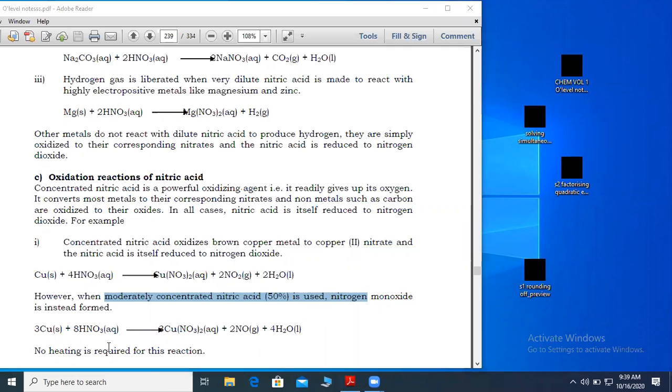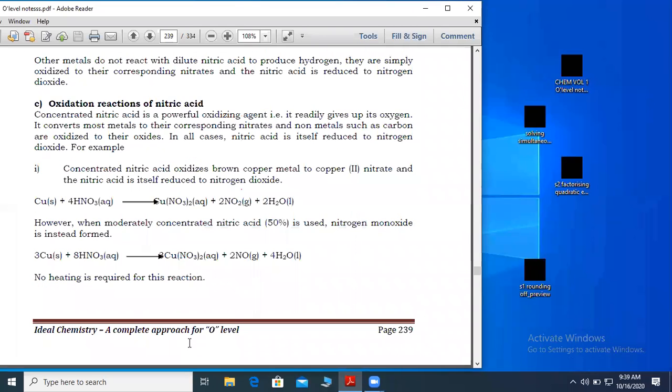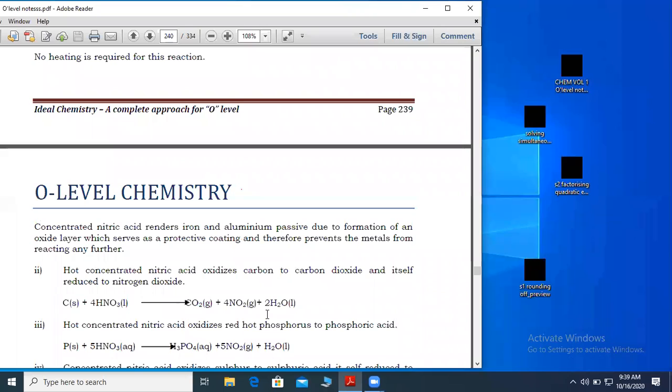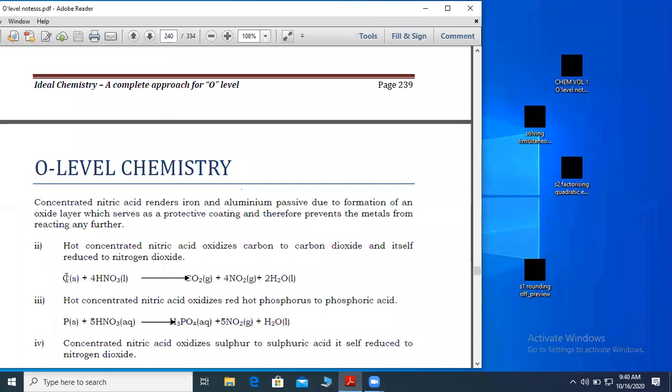I remember spending time telling you how to balance this equation. It is not simple. So you first put 8 on nitric acid. And we said this equation does not require heating. It also reacts with carbon to form carbon dioxide plus nitrogen dioxide plus water. So stop at this. The other reactions, we shall see them in senior 5.